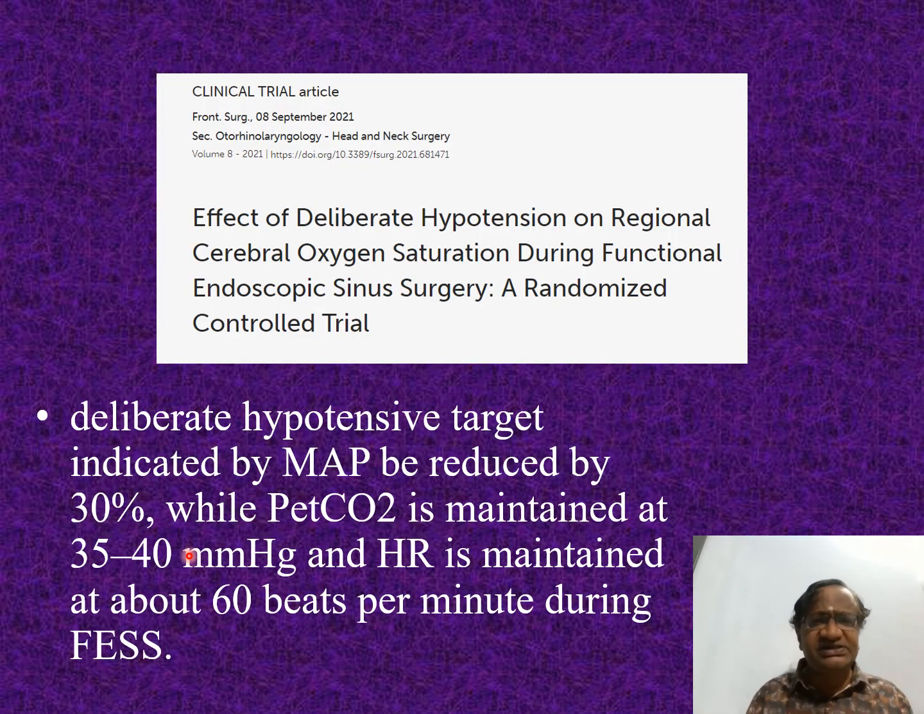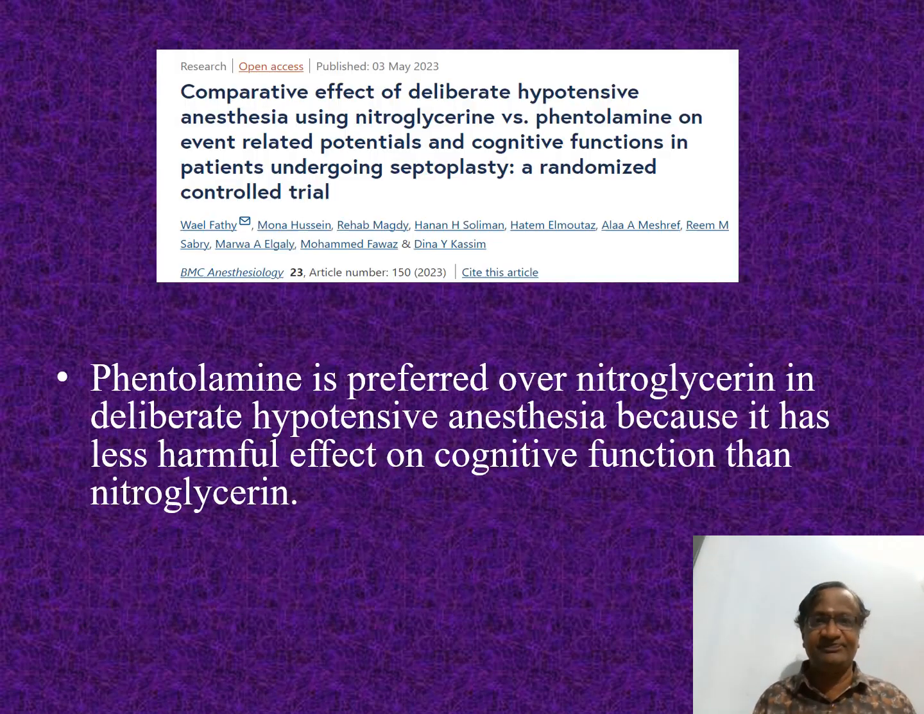Effect of deliberate hypotension on regional cerebral blood flow: MAP can be reduced up to 30%. PaCO2 is maintained. Heart rate should be above 60. So MAP decreased by 30%. But in old age, MAP is decreased by only 20 to 25%. Here you can say phentolamine is preferred over nitroglycerin. It has a less harmful effect on cognitive function than nitroglycerin. What they say is phentolamine is better, and cognitive function is better post-op.